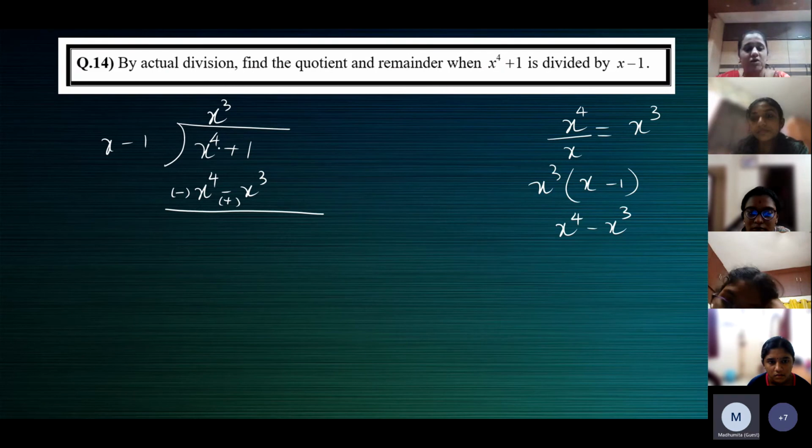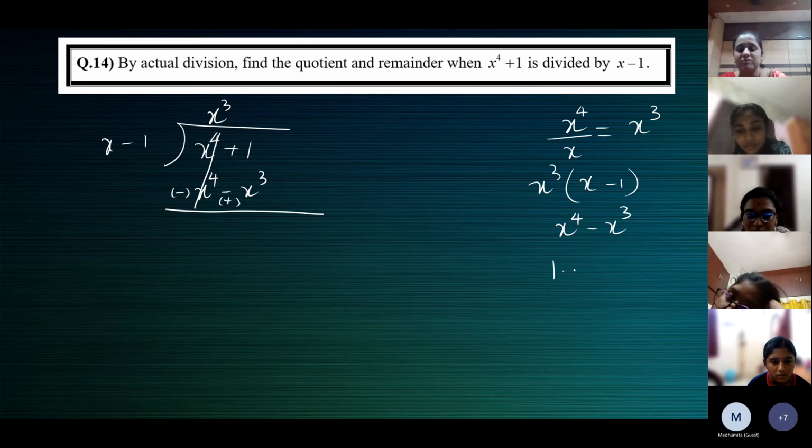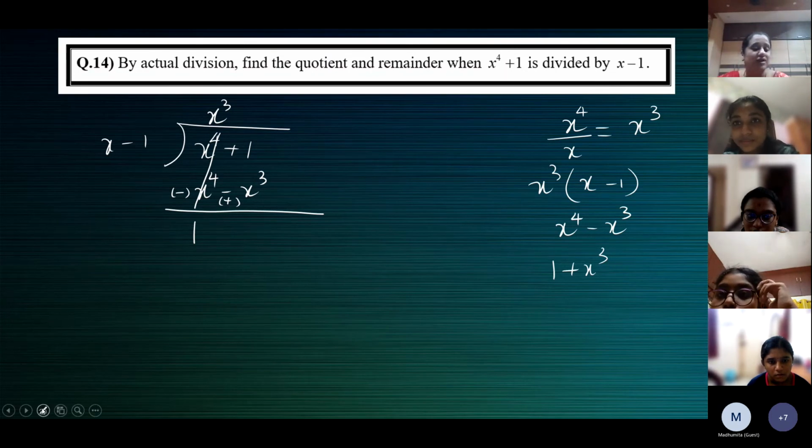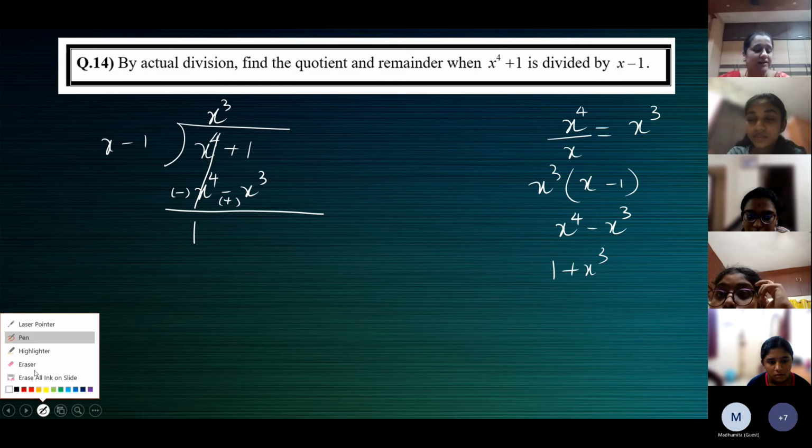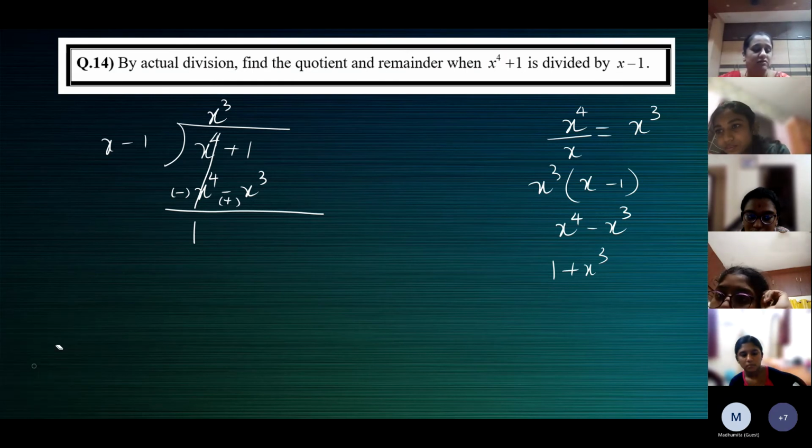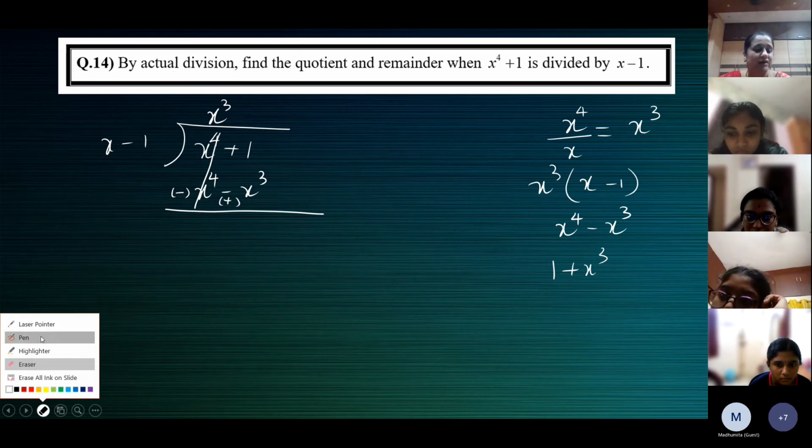Yes, ma'am. Now x to the power 4 minus x to the power 4 gets cancelled, correct? Now we have 1 plus x cubed. Can we simplify this? No, ma'am. So which one should I write? Should I write 1 first or x cubed first? X cubed. Yes, you should write x cubed first. You should not write 1 first. You must write the remainder, which will be the new dividend, in the correct order.